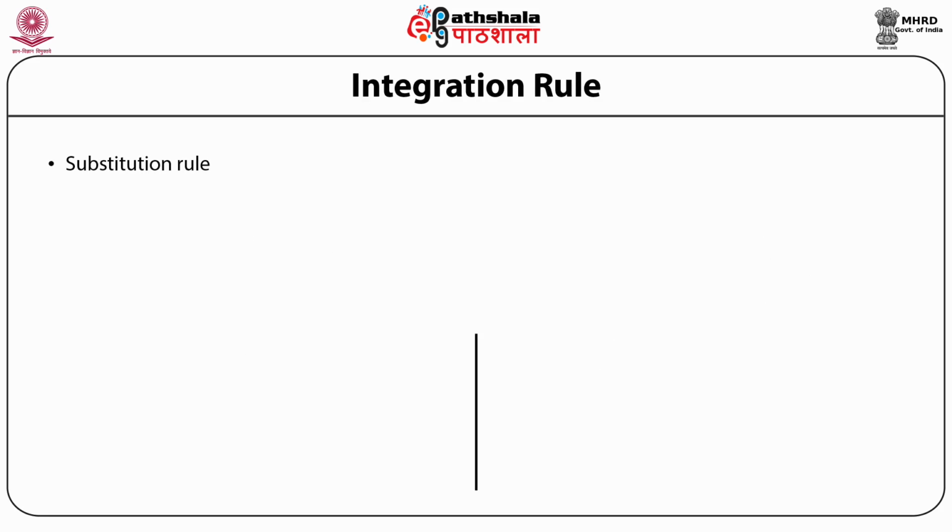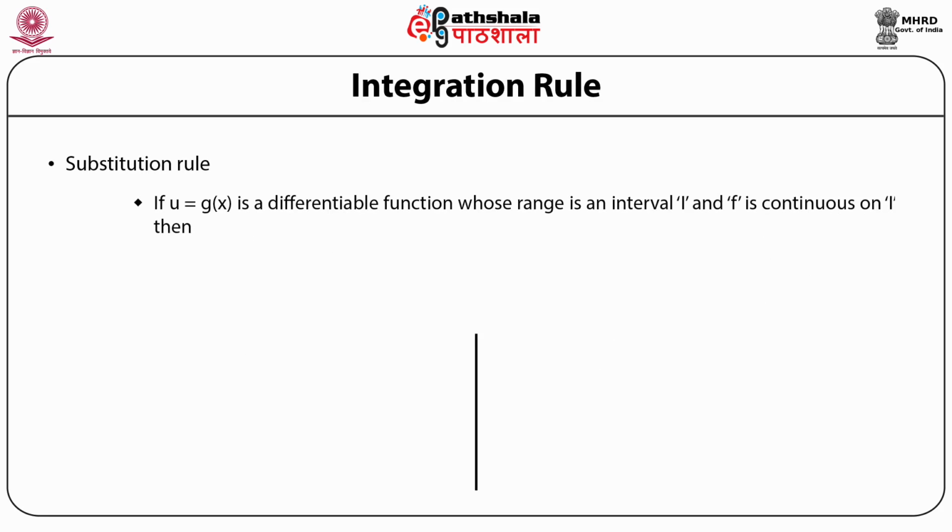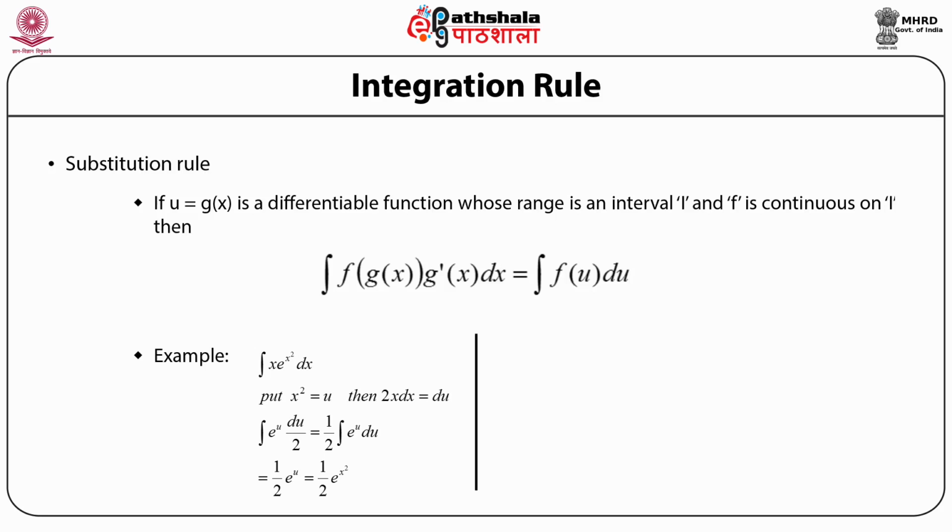Substitution rule. If u is equal to g of x is a differentiable function whose range is an interval I and f is continuous on I, then the integral of f of g of x into g dash of x dx is equal to the integral of f of u du. Example: integral of x into e power x squared dx. Put x squared is equal to u, then 2x dx is equal to du.